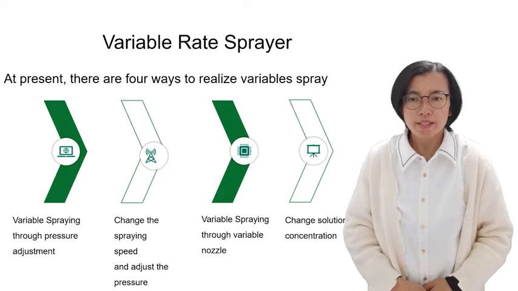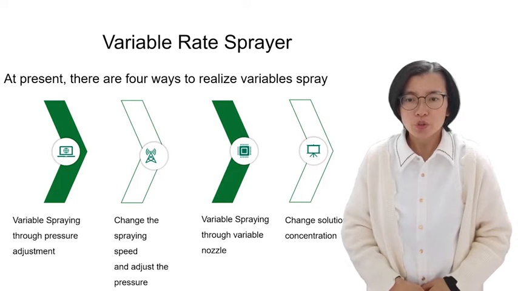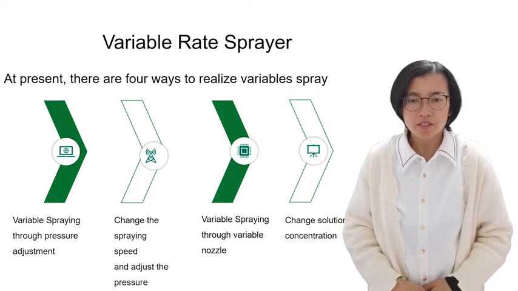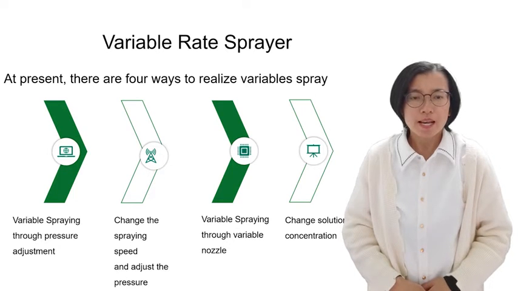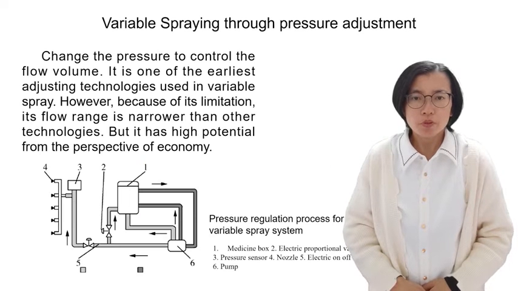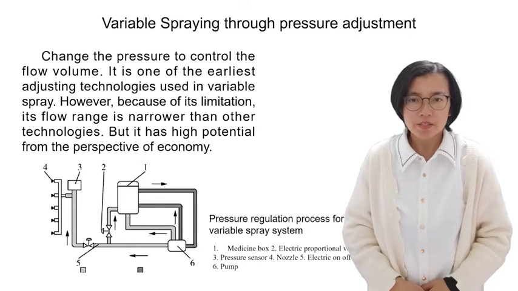The first one is variable spraying through pressure adjustment. The second, change the spraying speed and adjust the pressure. The third, variable spraying through variable nozzle. And the last one, change solution concentration.